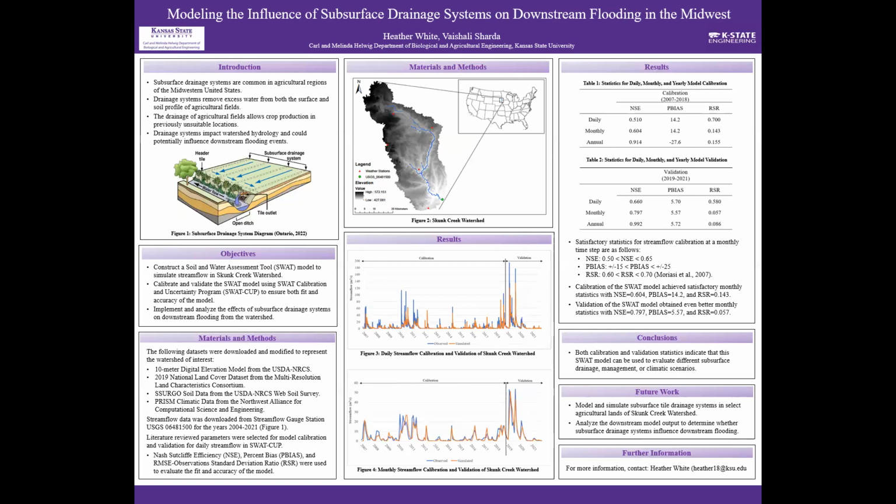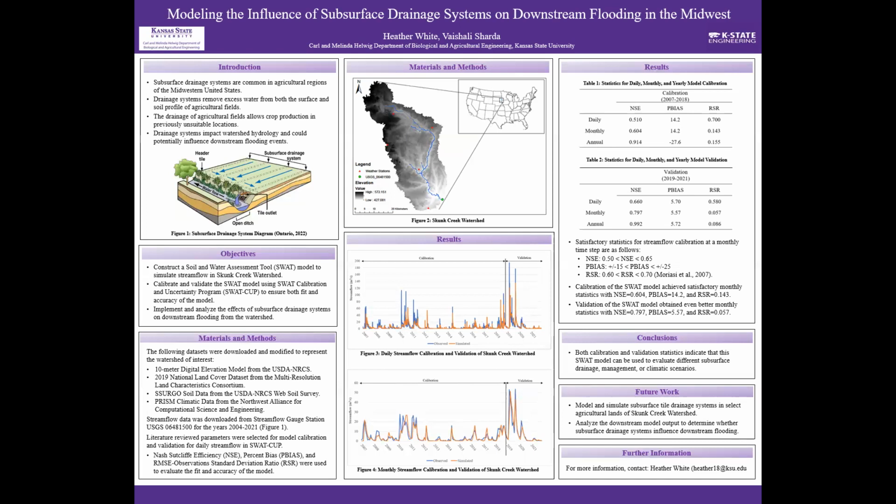Drainage lines are installed below the soil surface and converge at an outlet location. The outlet conveys drained water to ditches, stream systems, and other conveyance structures. With this, it is evident that drainage systems impact watershed hydrology and could potentially influence downstream flooding events.